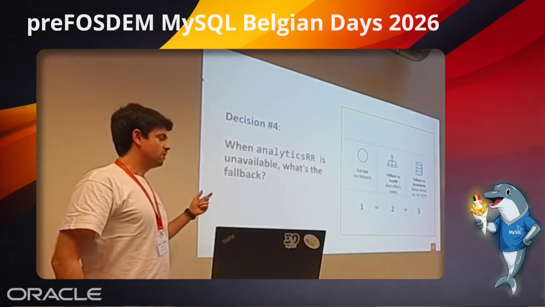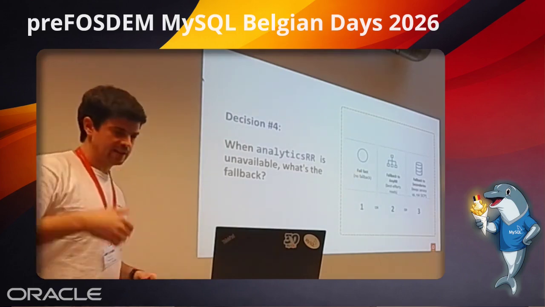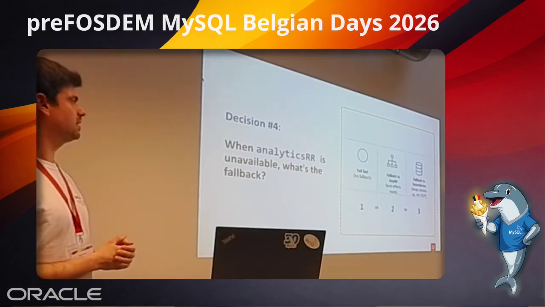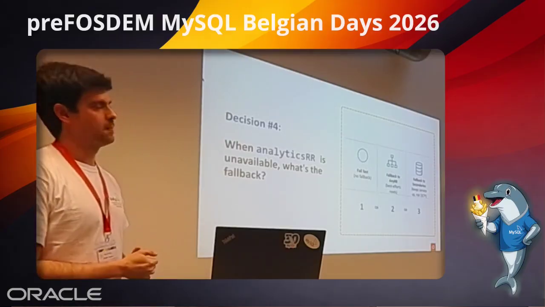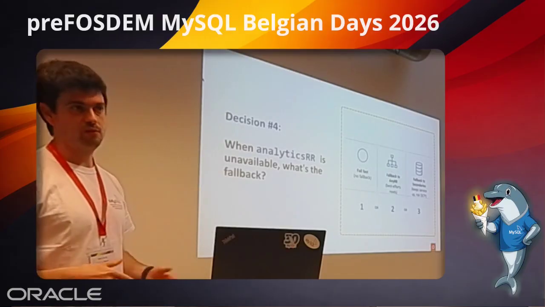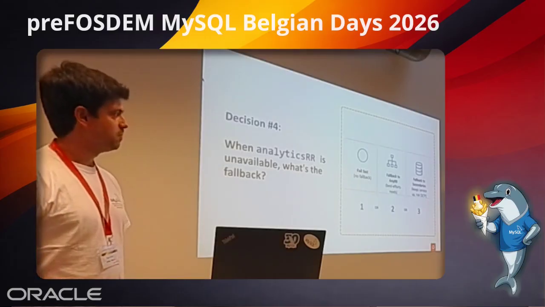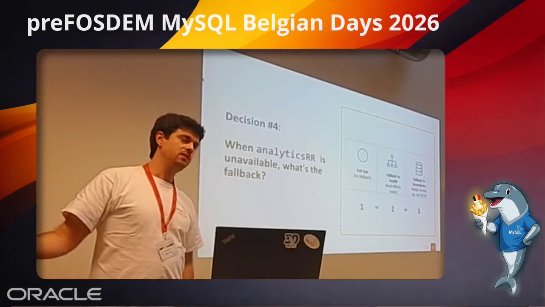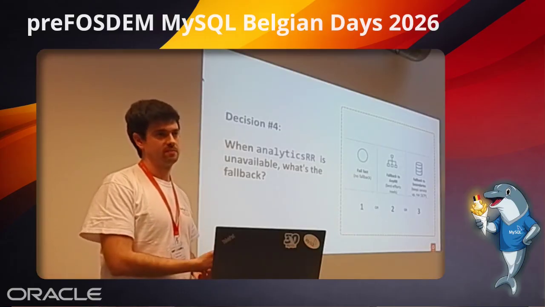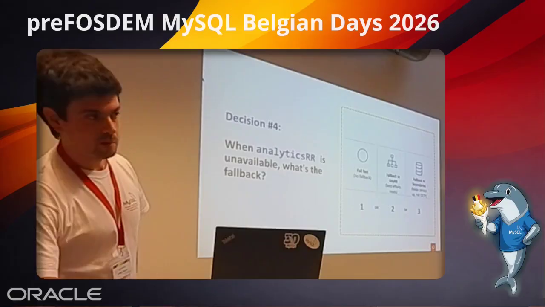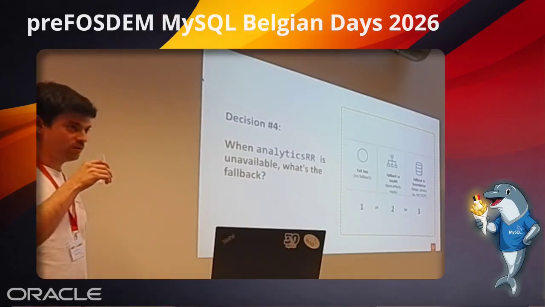Okay, so what if those analytics read replicas crash, all of them, they're all gone? What's the fallback here? What should we do? Fail fast? No fallback? Should we fall back to other read replicas, or even fall back to secondaries? What do you think should be a good decision?